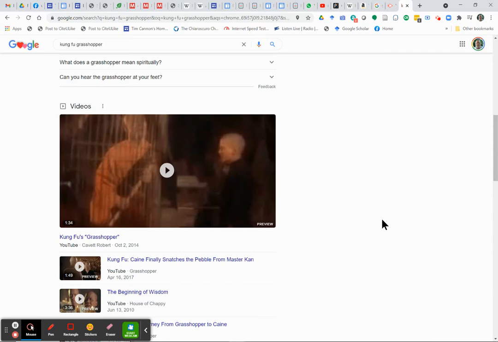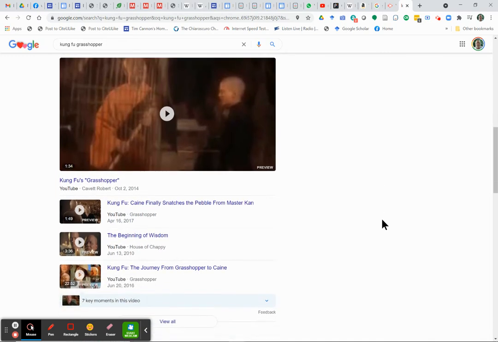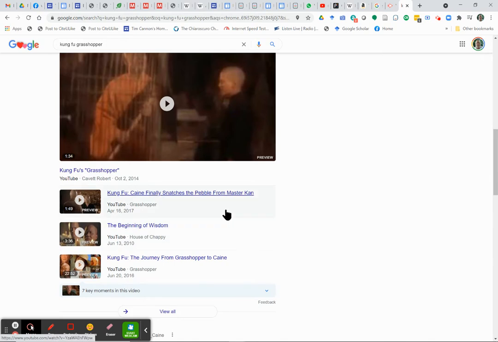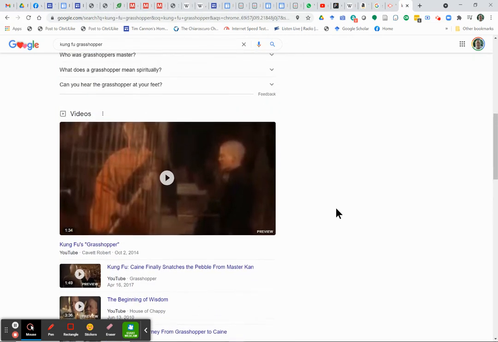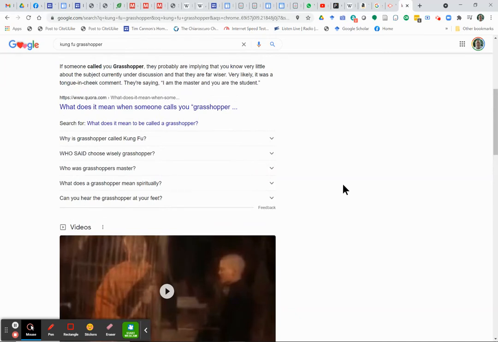A phrase from the show that is used fairly widely in society is expect the unexpected. Oh yes, Kung Fu. Caine finally snatches the pebble from Master Khan. That was his test. If you can snatch the pebble from my hand, you are ready to leave the temple. So hopefully you're getting closer to being able to snatch the pebble.